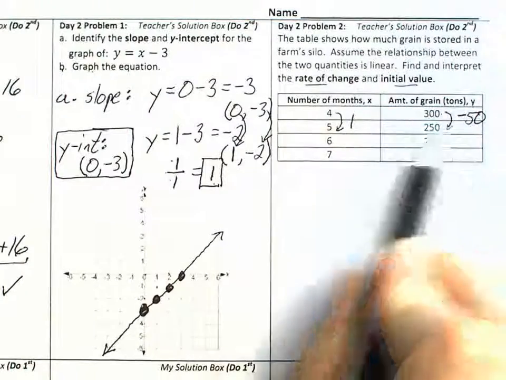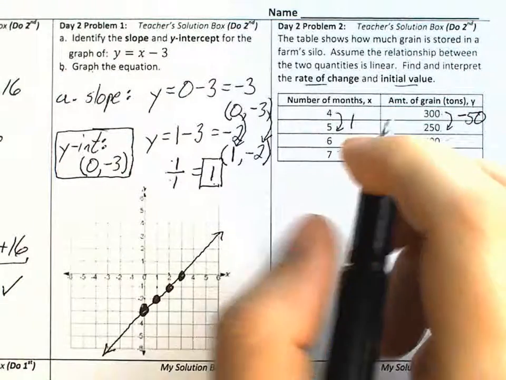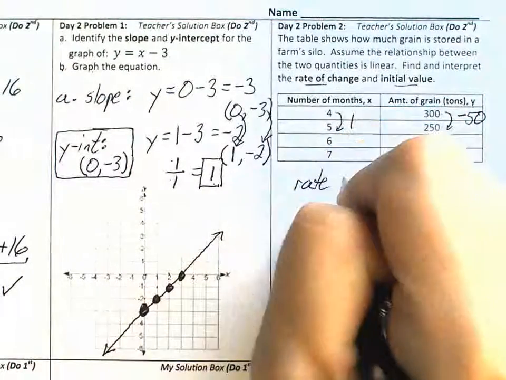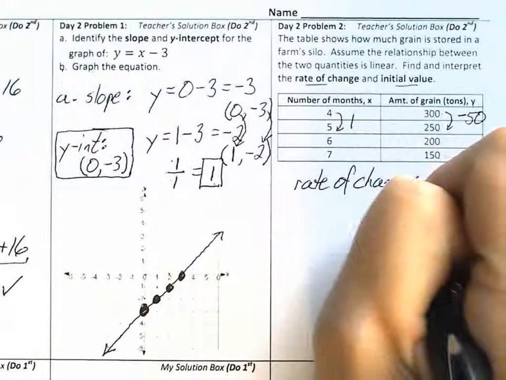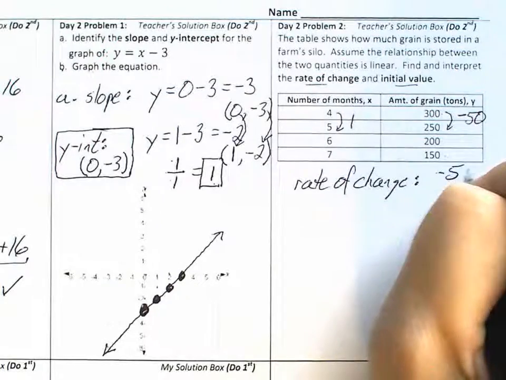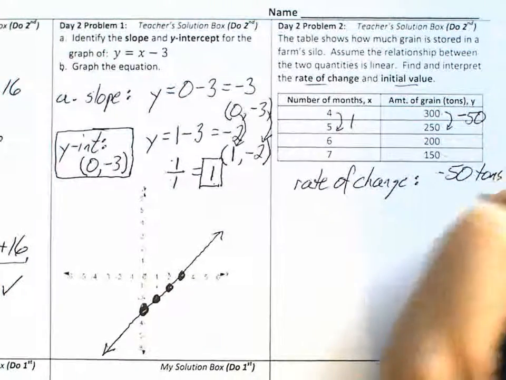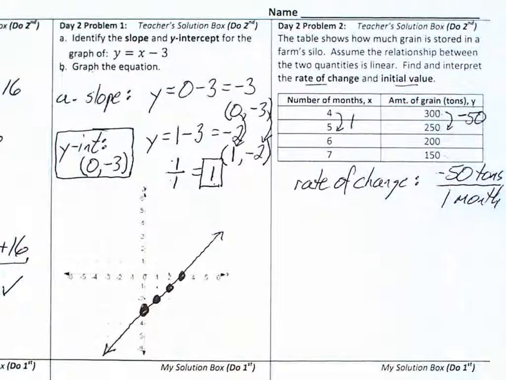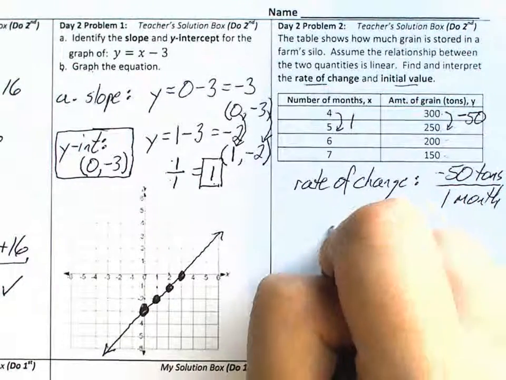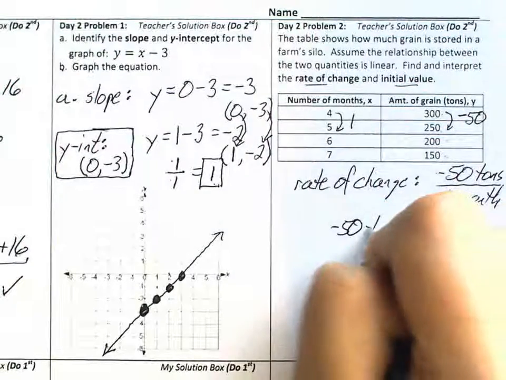And we can write these changes as a rate. So rate of change, negative 50 tons in 1 month of time. Another way to write this is negative 50 tons per month.